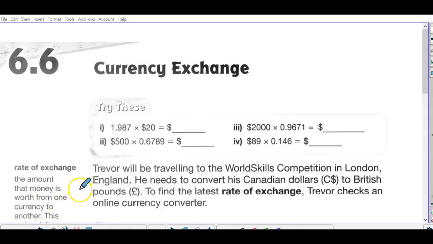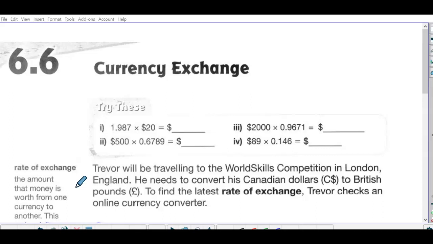Chapter 6.6 is on currency exchange. So anytime you go traveling, most countries have different units of money, and so you have to think about the exchange rate, or it certainly helps when you're purchasing things so that you kind of have an idea of how much you're spending.